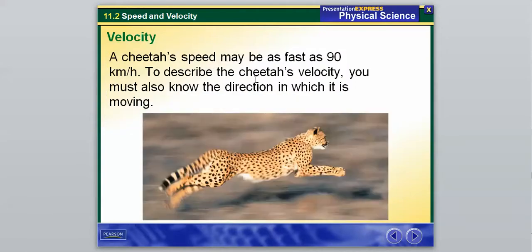So a cheetah's speed, just to get some examples here, might be as fast as 90 kilometers per hour. So that is just its speed by itself. To describe the cheetah's velocity, you must also know the direction in which it is moving. So is it 90 kilometers north, 90 kilometers south, and so on. That is the importance of velocity and how it distinguishes itself from speed.